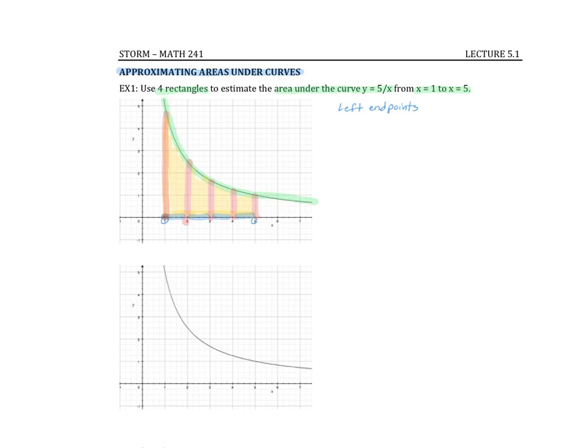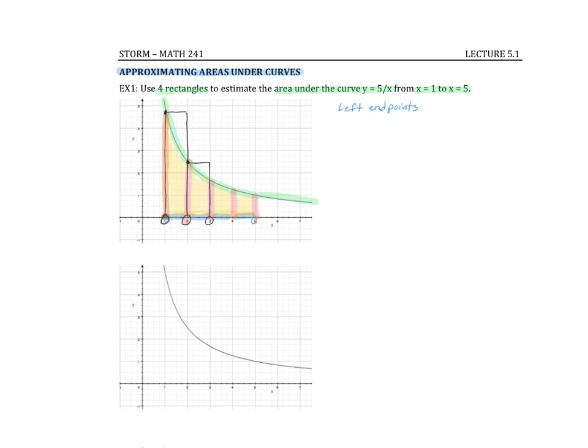let's say I want to use 1 as my first endpoint when I create my rectangle. Then from that point, I'm going to go up to the curve. And then I'm going to make a horizontal line across, and then I'm going to come down. And that's 1 rectangle. Then I'm going to look at the next left endpoint for the next interval, go up to the curve, draw a horizontal line, and then come down to create another rectangle.